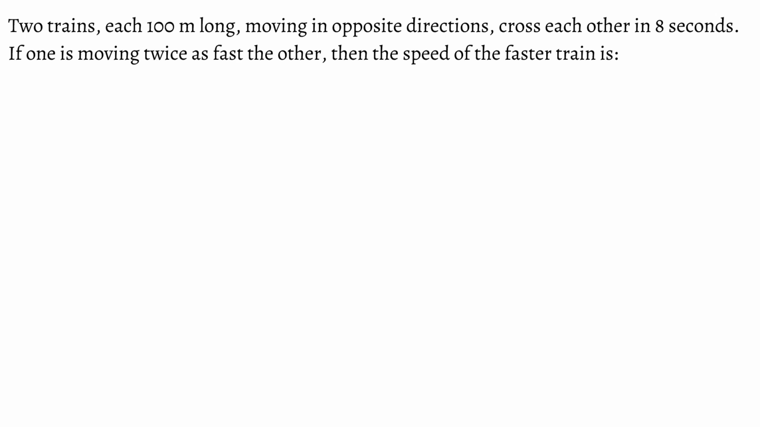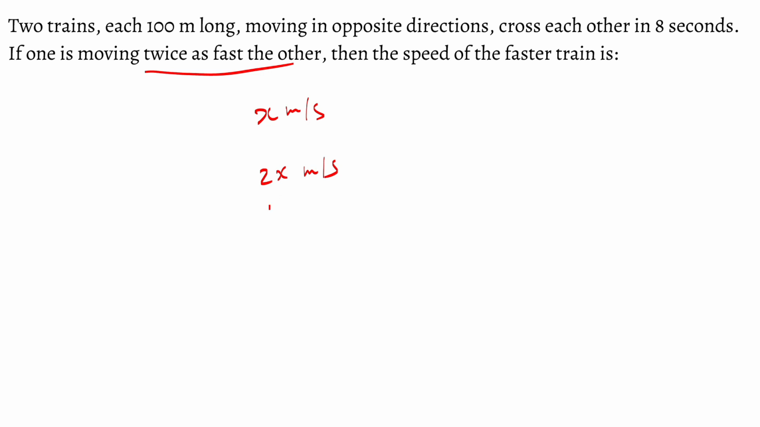So let's take this problem as well. Two trains, each 100 meters long, moving in opposite directions, cross each other in 8 seconds. If one is twice as fast as the other, then the speed of the faster train is? Let us assume the speed of the slower train be x meter per second. Then the speed of the faster train will be 2x meter per second.